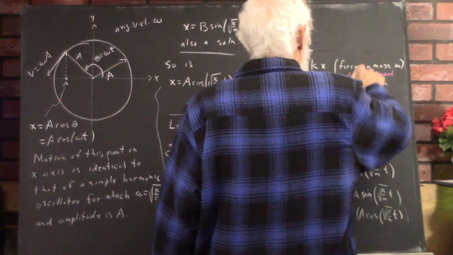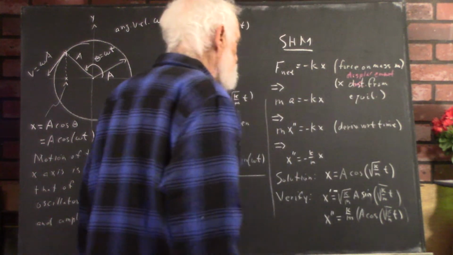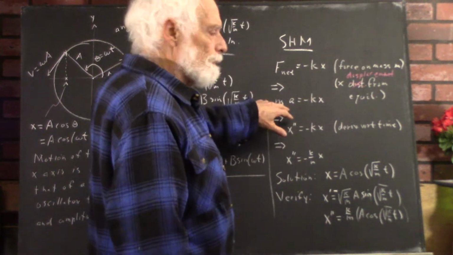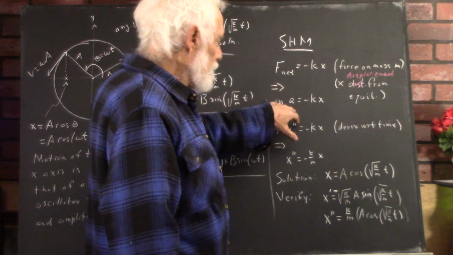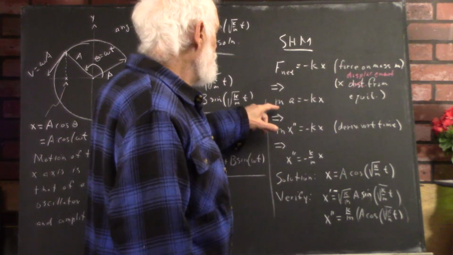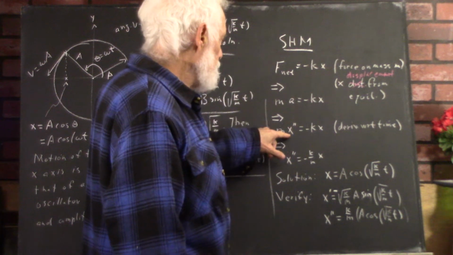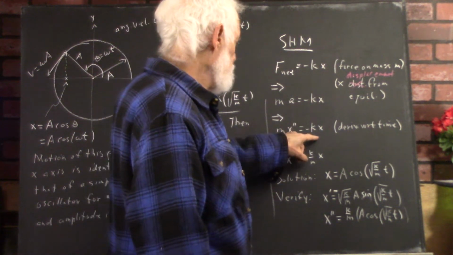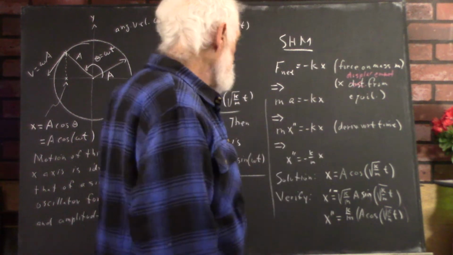So let's go ahead and correct that. Not distance, it's displacement from equilibrium. Then since net force is mass times acceleration, you can write this as mass times acceleration equals negative kx, and x double prime is the acceleration, the second derivative with respect to time.